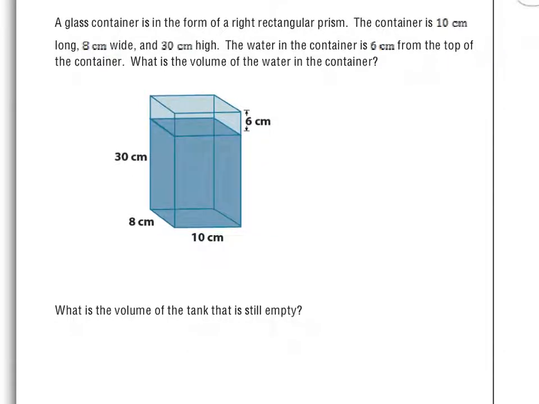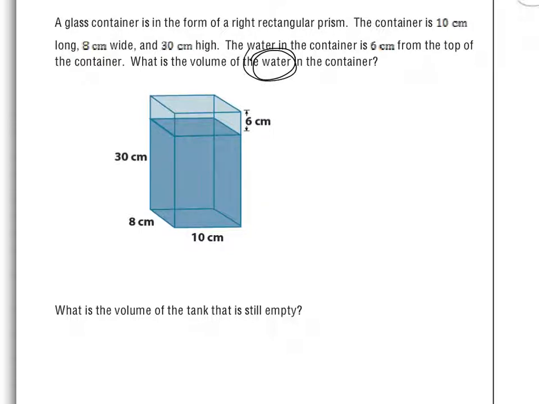Alright, now this next one's a little bit different. It says a glass container is in the form of a right rectangular prism. The container is 10 centimeters long, 8 centimeters wide, and 30 centimeters high. It says the water in the container is 6 centimeters from the top of the container. What is the volume of the water?